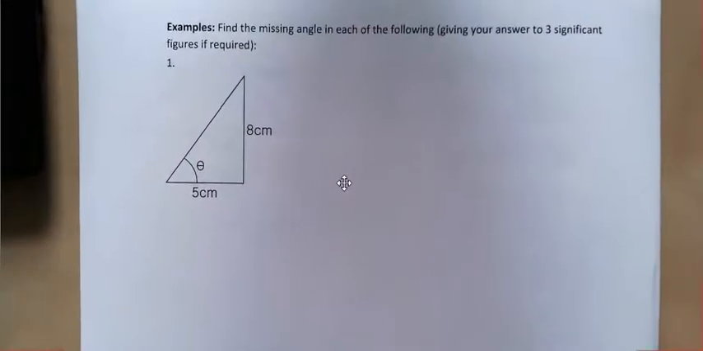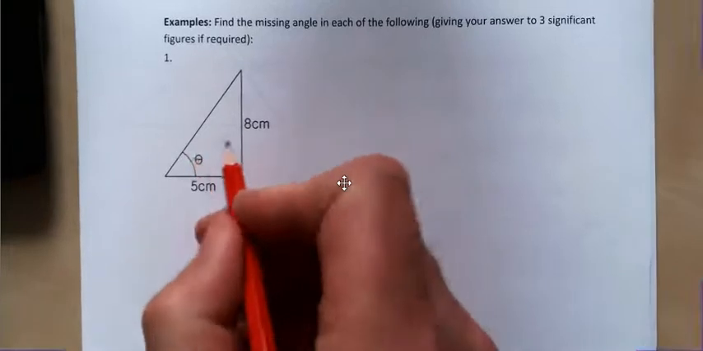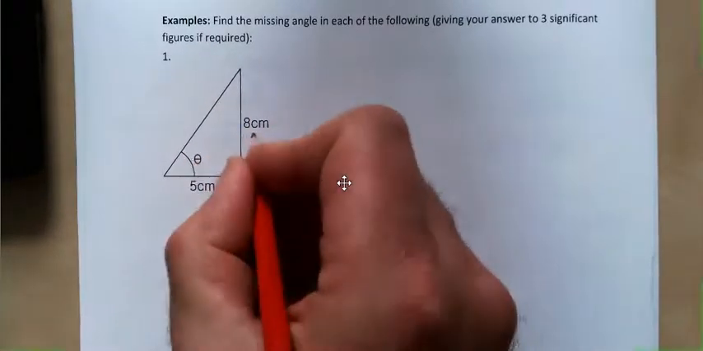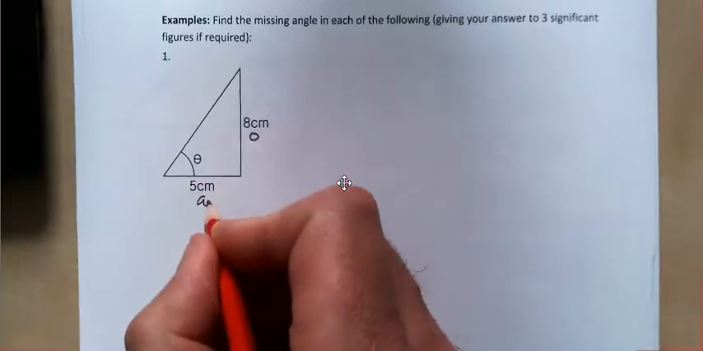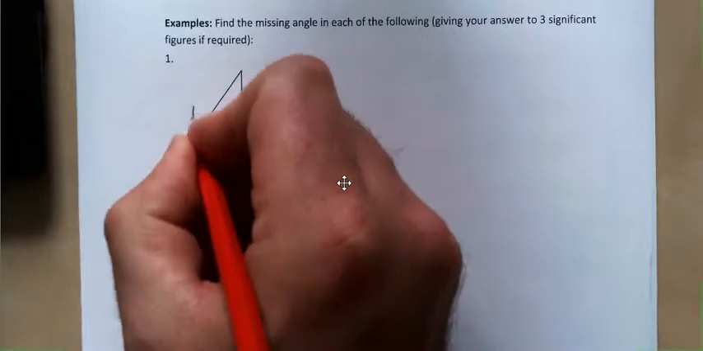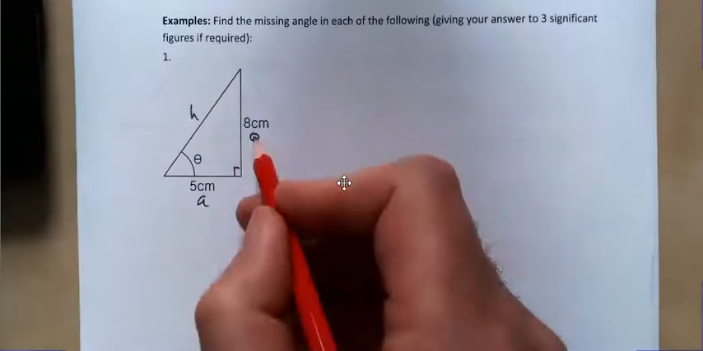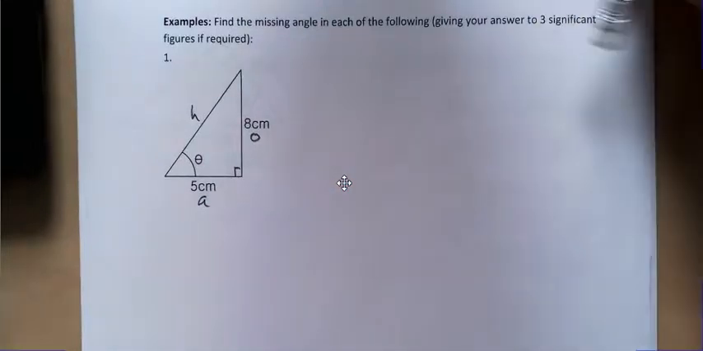Find the missing angle in each of the following, giving your answer to three significant figures if required. First step I always tell people is we label our sides. The one opposite the angle is O, the one beside the angle is A, and the biggest one, opposite the right angle, is H. We look and see which two we have. So we have O and we have A, so we look back.